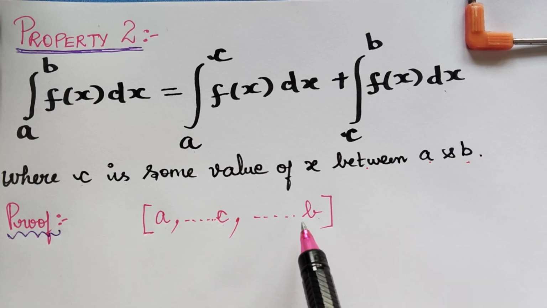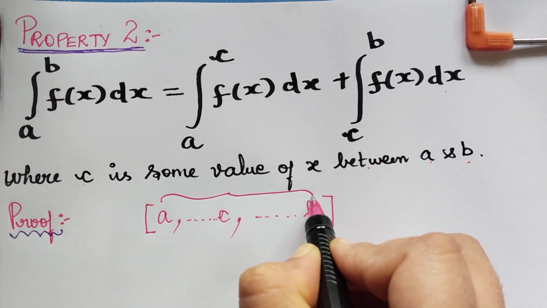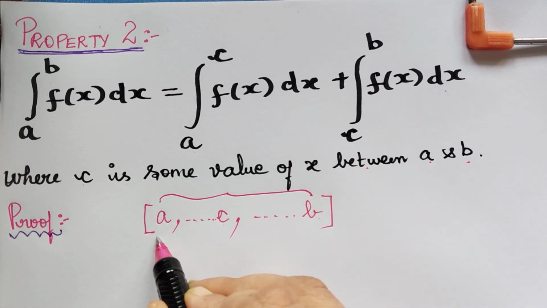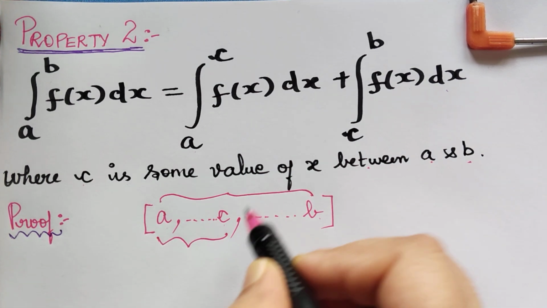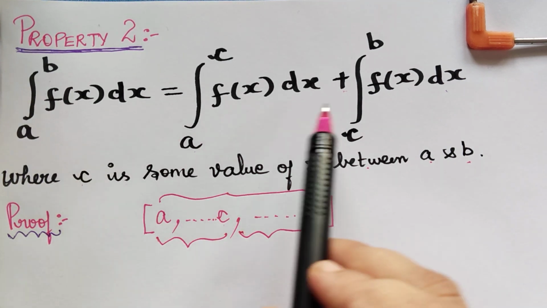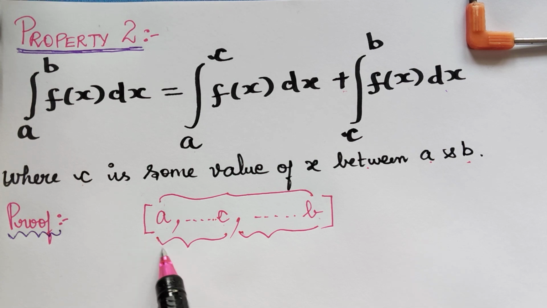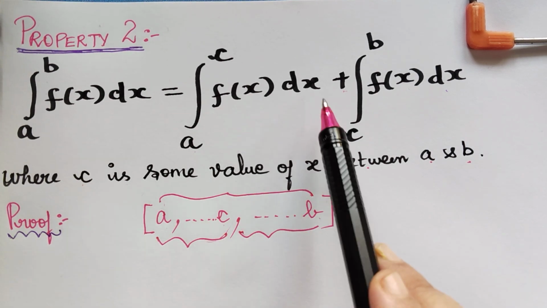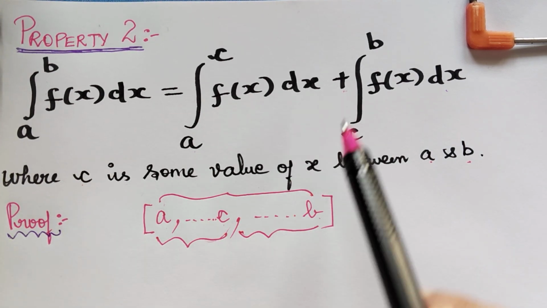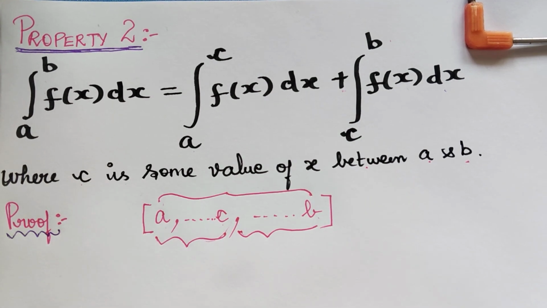Now the integral a to b can be split up as integral a to c plus the integral c to b. So that is what the property says. So the integral a to b can be split up as the integral a to c plus the integral c to b. So let us prove this, for which first we shall consider the left hand side.